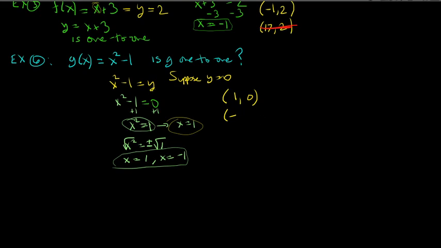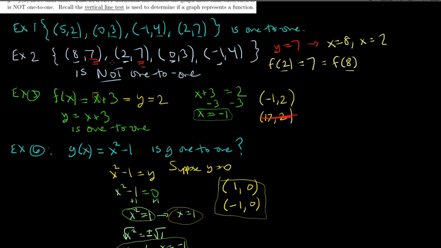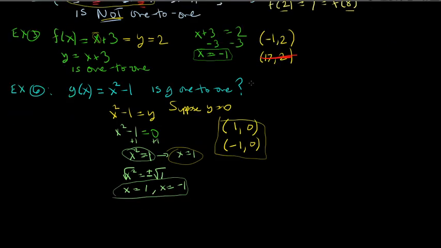Let me make that a little bit clearer. So we have y equals 0 coming from two different x's. Just like in example 2 up here, when we had not y equals 0, but y equals 7, coming from two different x's, and we said because of that it's not 1 to 1. So the answer here is also a resounding no. G is not 1 to 1 because when y is 0, that comes from more than one x value. So this is not 1 to 1.